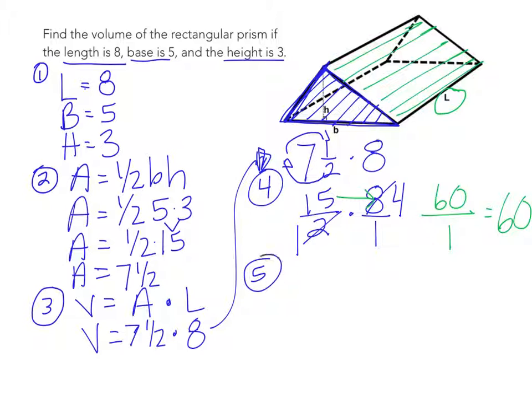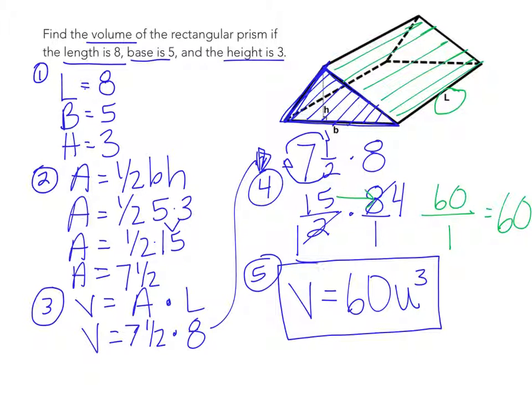So step 5 is to put my final answer in an appropriate response. So I'm going back and looking at my problem. I solved for volume. So volume equals 60 units cubed. And remember, we use cubed because we've multiplied 3 measurements together. We multiplied the length, the base, and the height. We multiplied all these 3 things together in order to get our final volume.